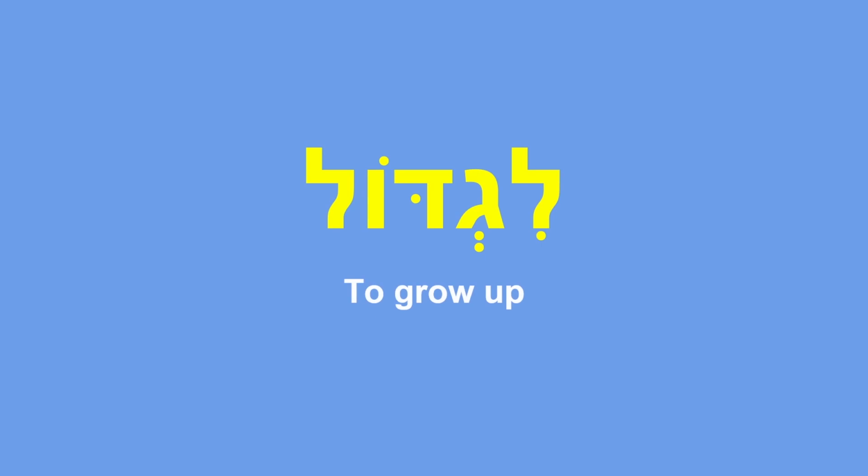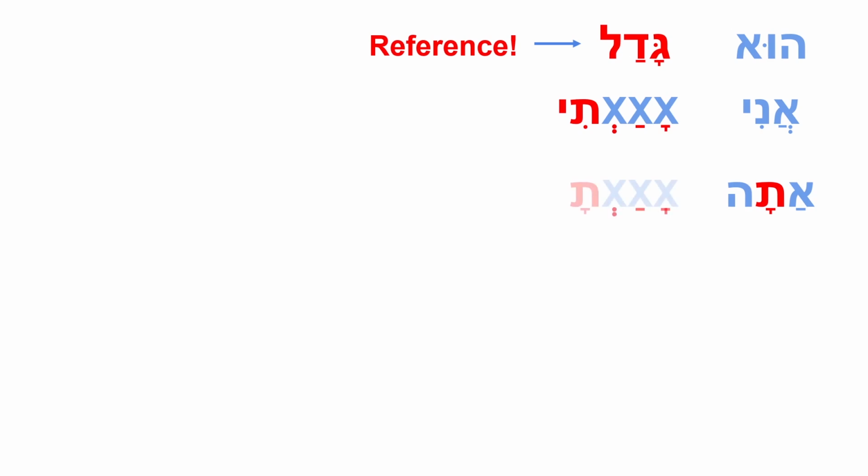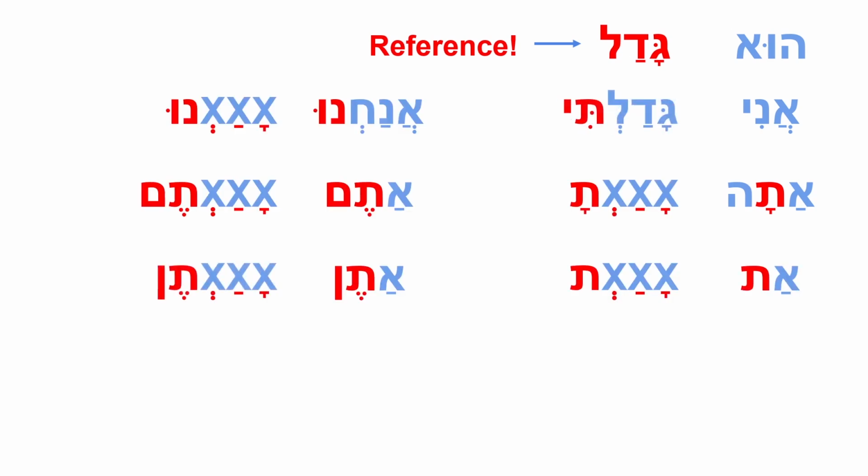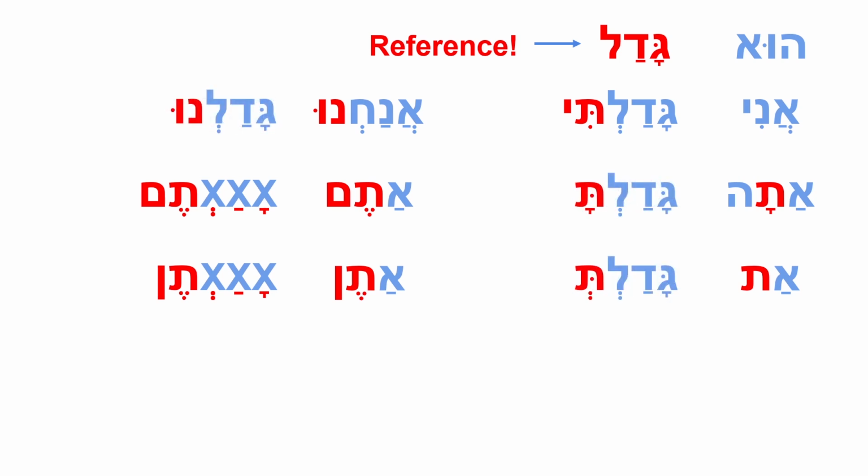Ligdol, to grow up. hu gadal, and we're doing the same thing. Ani gadalti, Ata gadalta, At gadalt, Anachnu gadalnu, Atem gadaltem, Aten gadalten. So ani gadalti, I grew up. Ani gadalti b'Israel.